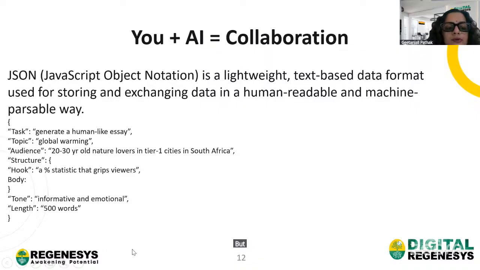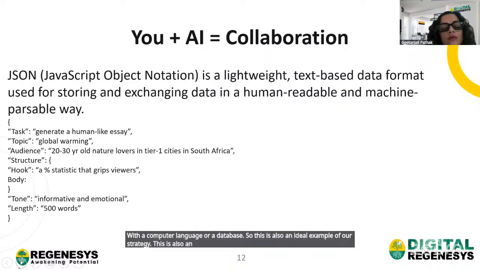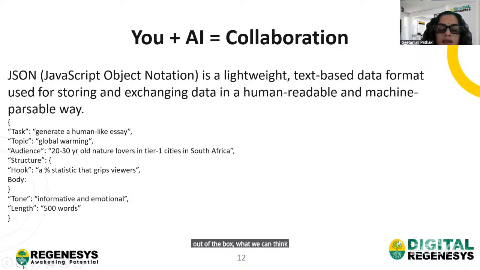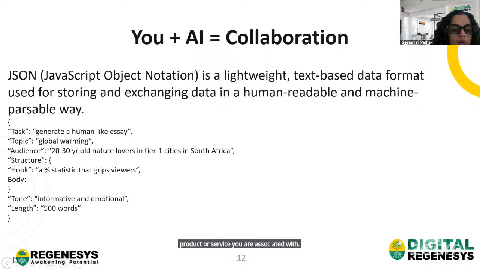But the same communication is written in JavaScript Object Notation. So, a smart thought process, a keyword intervention with a computer language or a database. This is also an ideal example of our strategy, of how we can think out of the box as a digital marketer, which provides that uniqueness for your brand, product, or service you are associated with. So, this is another example in front of you.